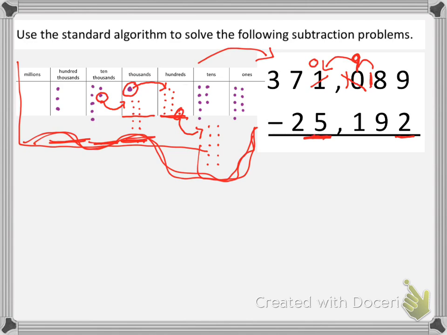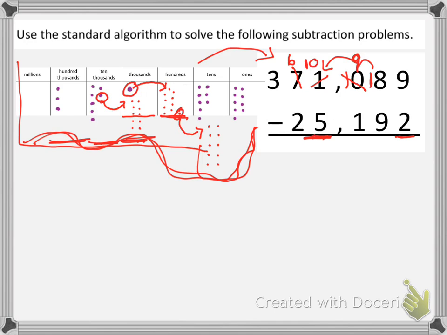I have a 0, so I need to go to the 10,000s place and take 1 away from them and give them 1 there. So now we're left with 10 minus 5, we're left with 6 minus 2, and then 3 minus 0. So now we were able to regroup, and now we're able to subtract.